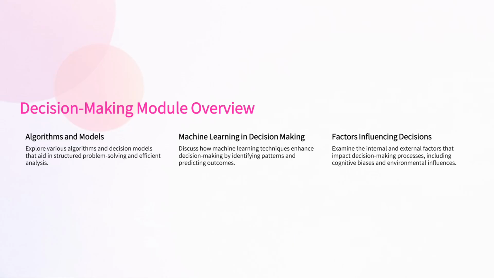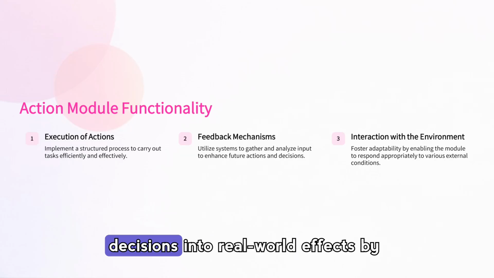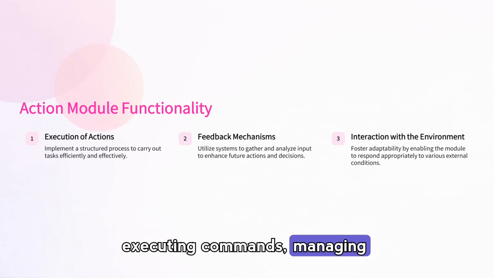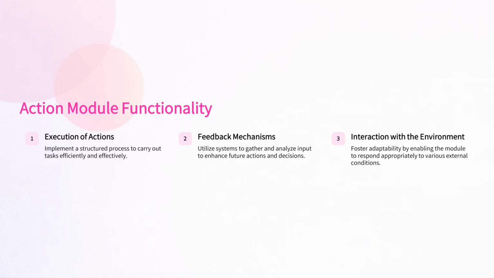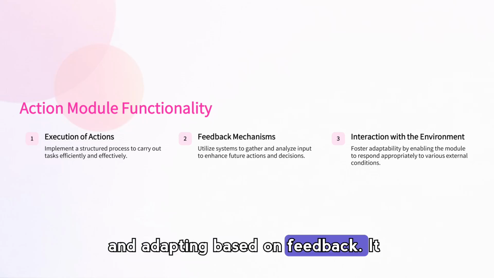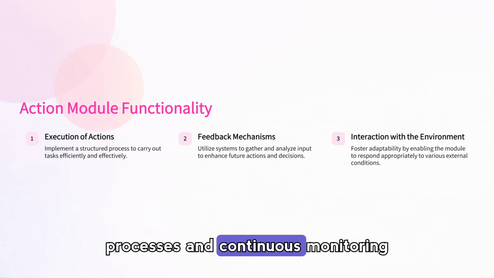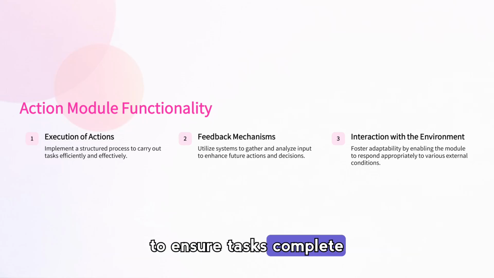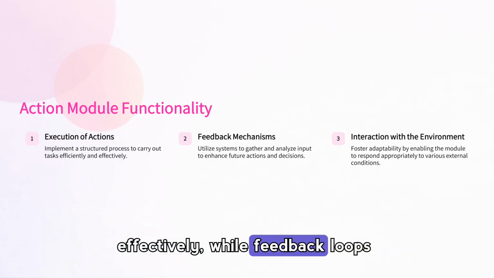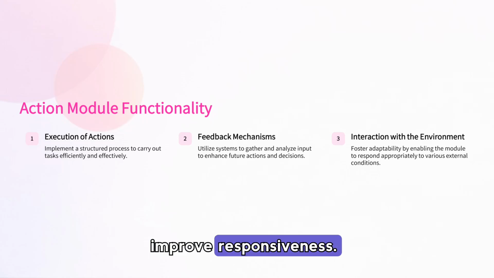predefined criteria. The action module translates decisions into real-world effects by executing commands, managing interactions with external systems, and adapting based on feedback. It relies on reliable execution processes and continuous monitoring to ensure tasks complete effectively, while feedback loops help refine future behavior and improve responsiveness.